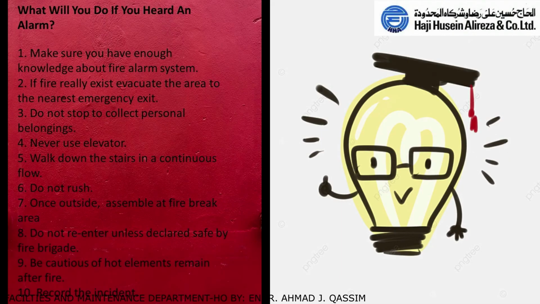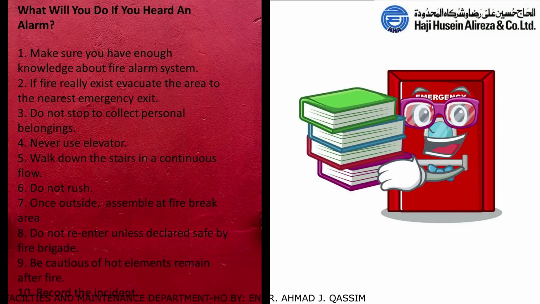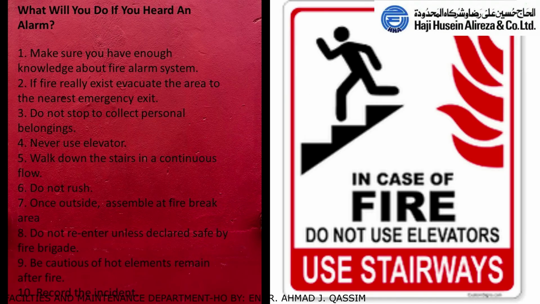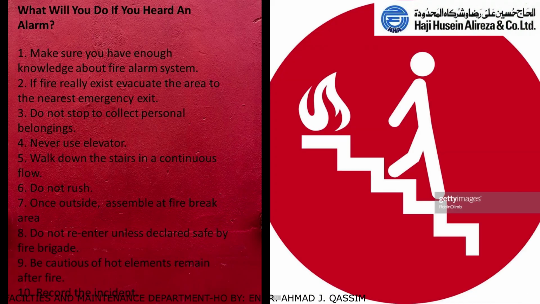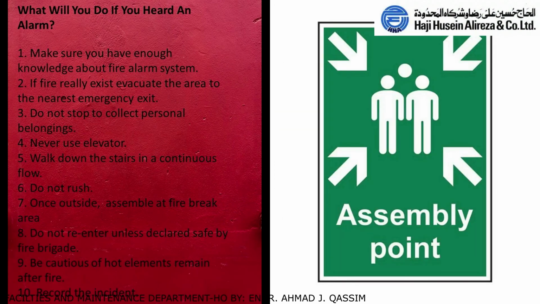First, make sure you have enough knowledge about the fire alarm system. Second, if fire really exists, evacuate the area to the nearest emergency exit. Third, do not stop to collect personal belongings. Fourth, never use the elevator. Fifth, walk down the stairs in a continuous flow. Sixth, do not rush. Seventh, once outside, assemble at the fire break area.